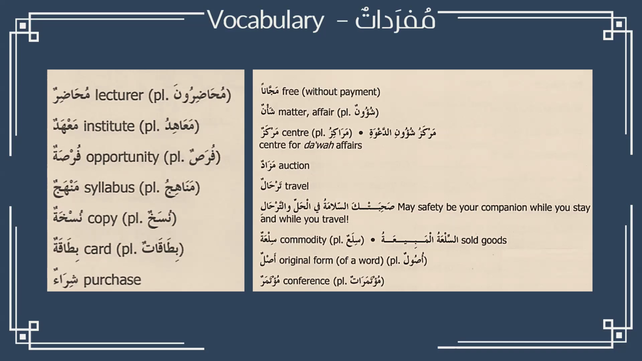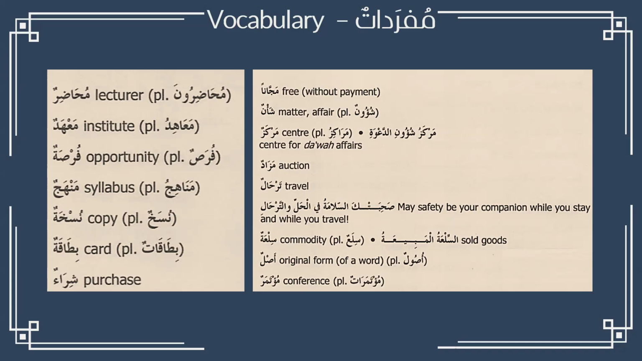Bitaqatun is card, and bitaqatun is the plural, which is cards. Shira'un is purchase. Majjanan is free or without payment, like when you have something that is given completely at no cost. Sha'nun is matter or affair. Shu'unun is the plural for that, matters.